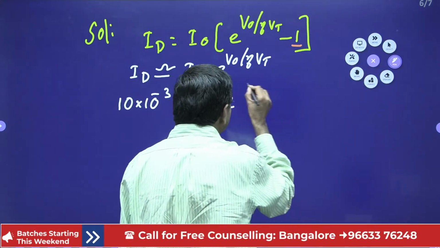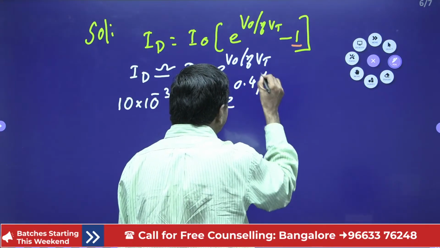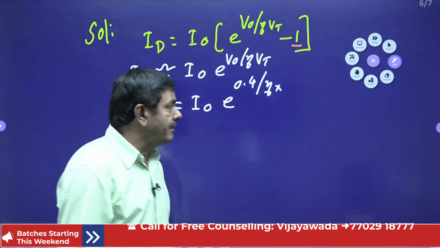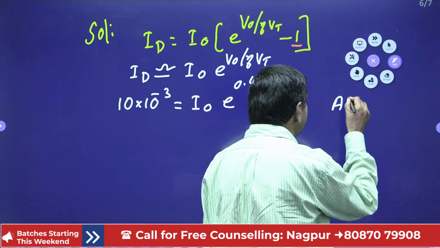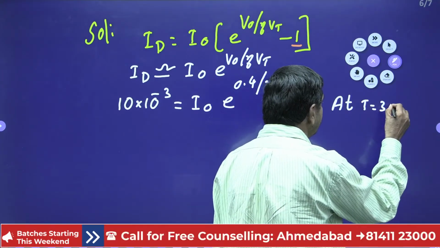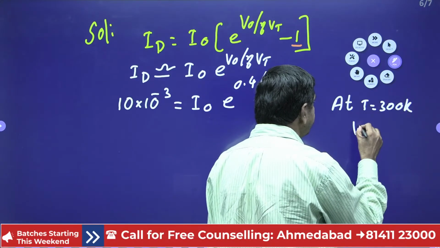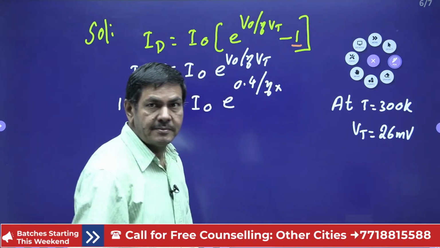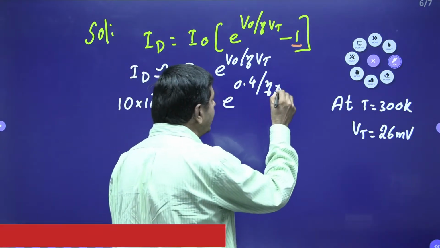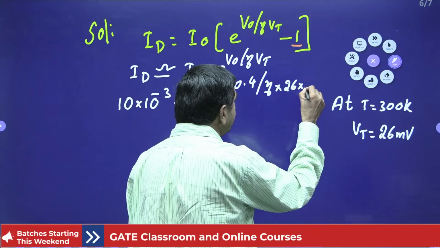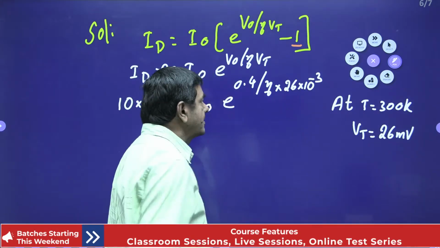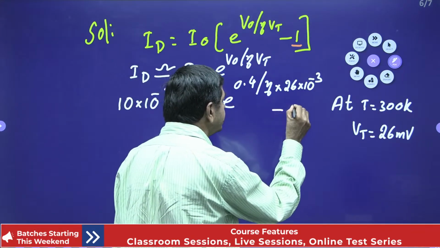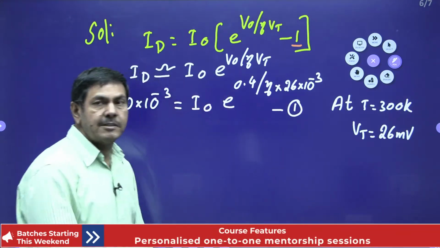0.4 volts divided by eta into Vt. Vt is the thermal equivalent of voltage. As I said already, at room temperature, at T equal to 300 Kelvin, Vt equals 26 millivolts, a fixed value at room temperature. That value I can put as 26 into 10 power minus 3. I take this as equation number 1.